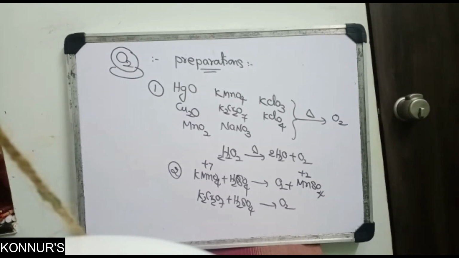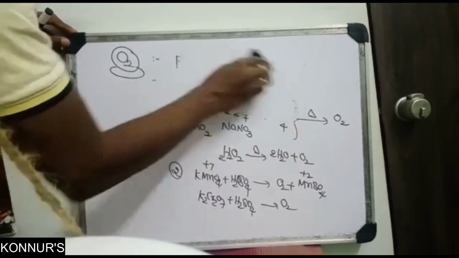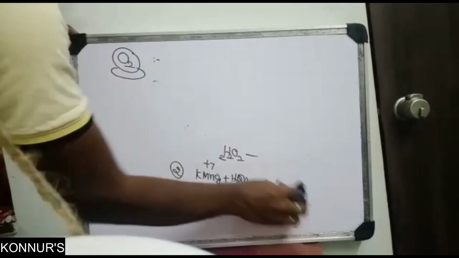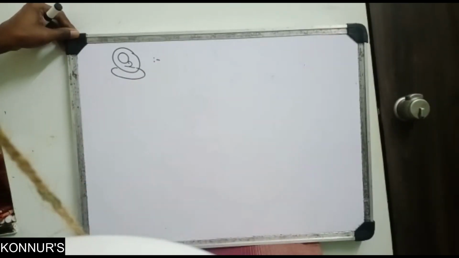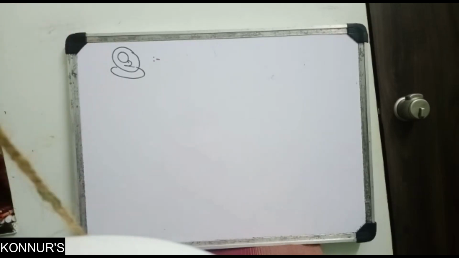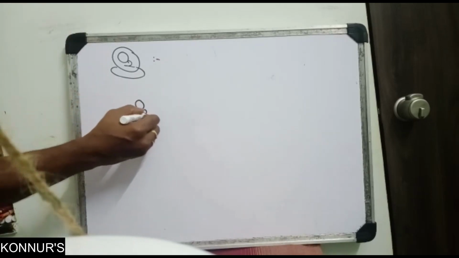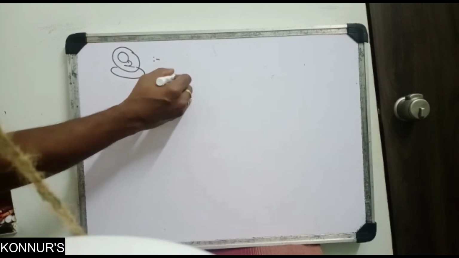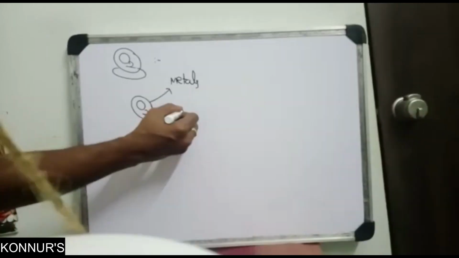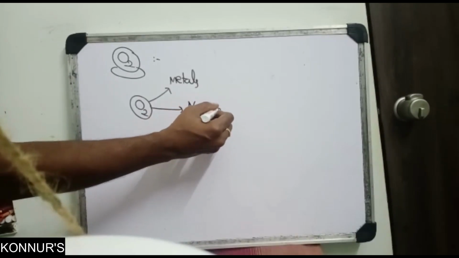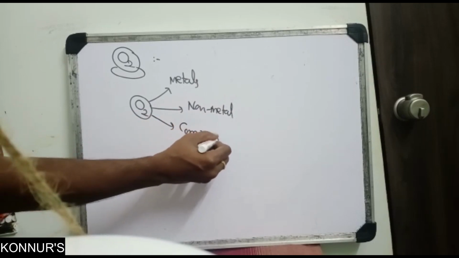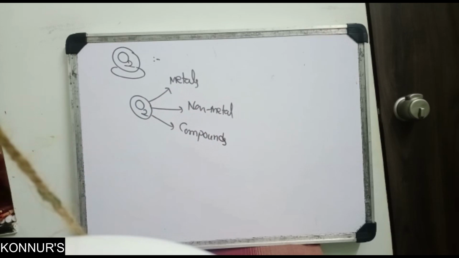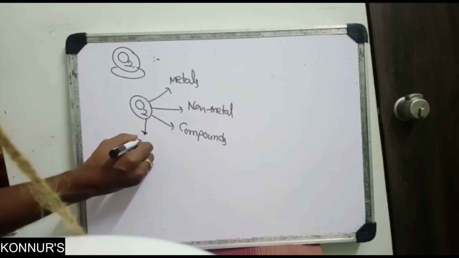Next, you take chemical properties. See, in chemical properties, oxygen is a highly reactive substance. That's why it readily reacts with metals, reacts with non-metals, and next, reacts with compounds also. Next, in organic chemistry, it means combustion.